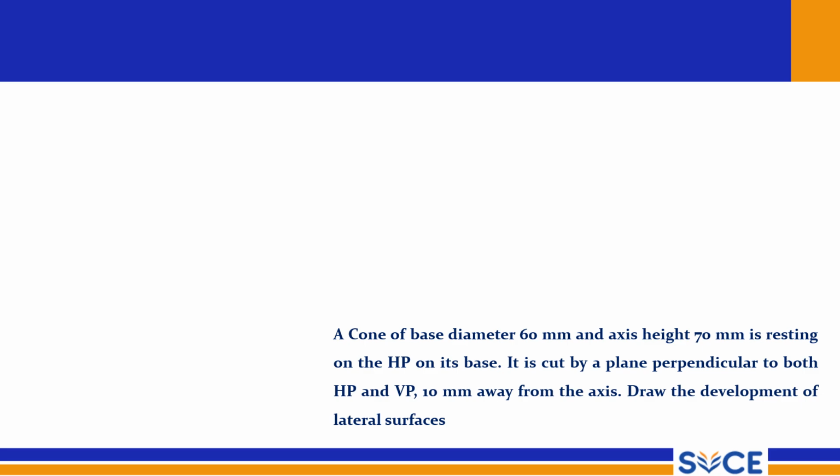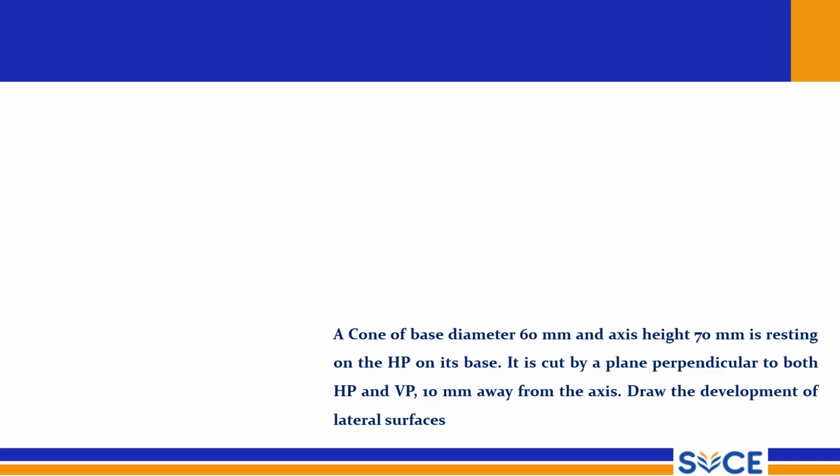So a cone, right? A cone of base diameter 60 mm. So it is also a cutting plane problem, right? It is cut by a plane perpendicular to both HP and VP, 10 mm away from its axis, right. So the cutting plane is actually passing through the solid, which is perpendicular to both HP and VP. So in top view also it is cutting the solid, right, 10 mm from its axis. So the cutting plane is a vertical line, for which you need to draw the development.